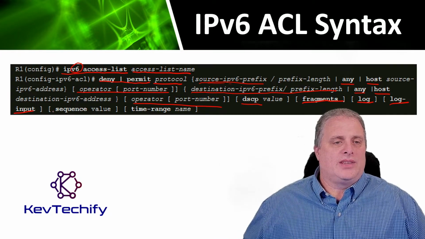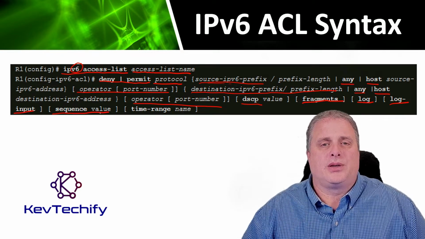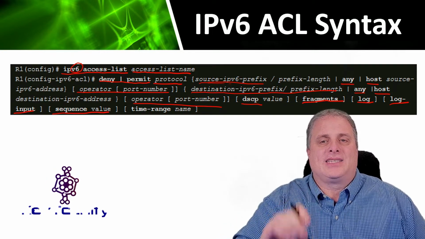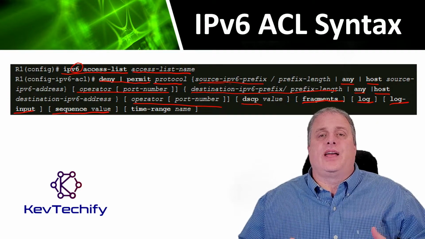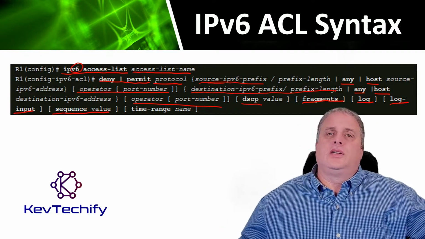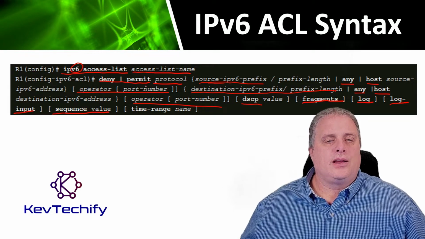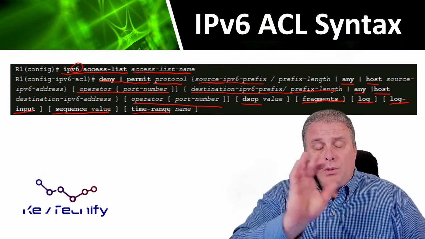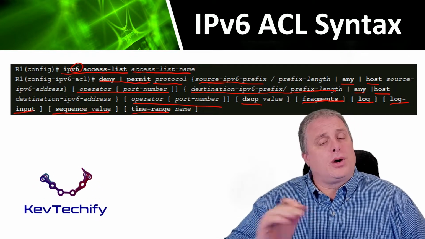After that, we have the sequence value. This is also optional, and this specifies the sequence number value for the access list statement. The acceptable range for the sequence value is from 1 to just a little over 4 billion. And finally, we have time range. This is another optional command. What this does is it specifies the time range that applies to the permit statement.